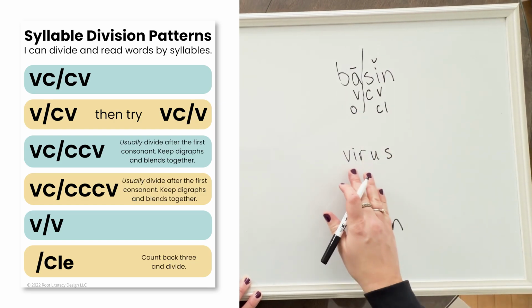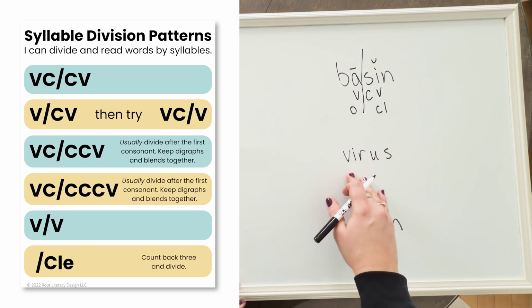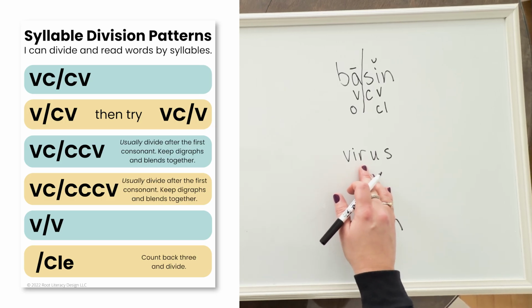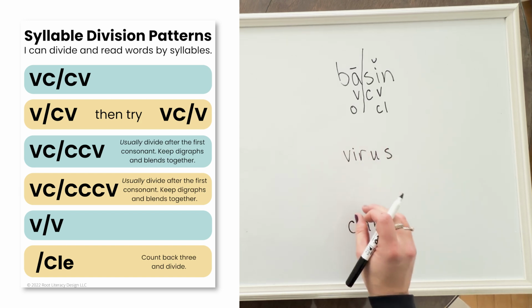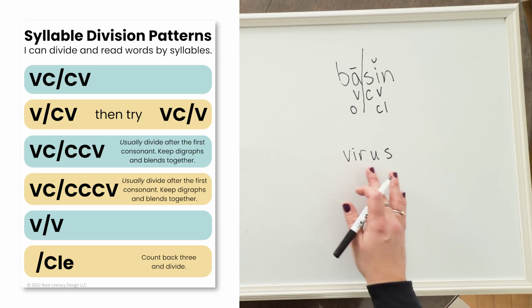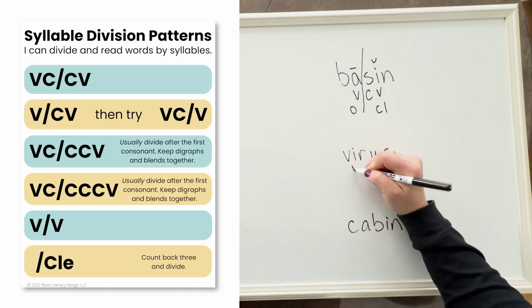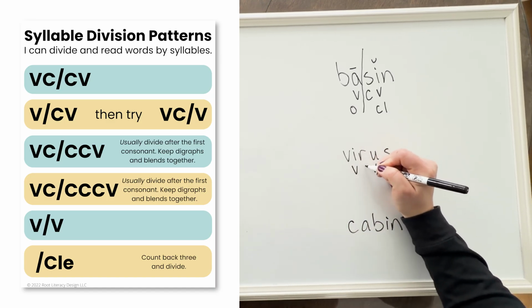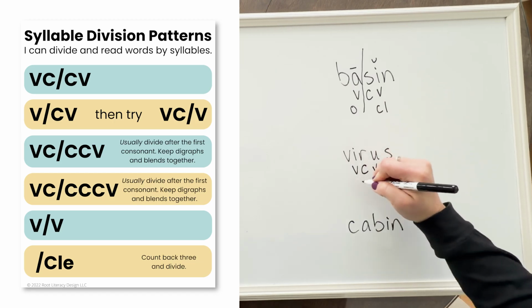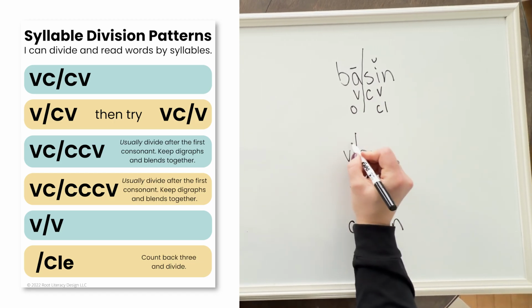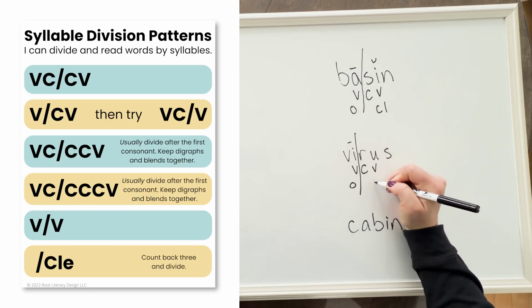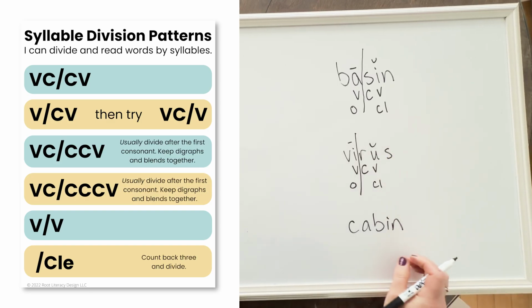Basin. Now, I've seen some people get confused because they think that the IR is R controlled. Just because an R is next to a vowel doesn't mean that it's acting as the R controlled syllable type. It could just be a consonant. So you want to do the same thing where you mark the vowels that make a sound, look between them. I see 1 consonant. I divide after the first vowel first. I is open. I says I. RUS is closed, U says uh.